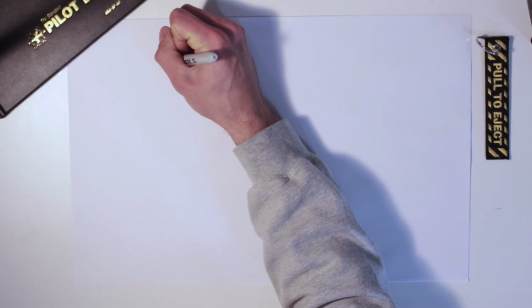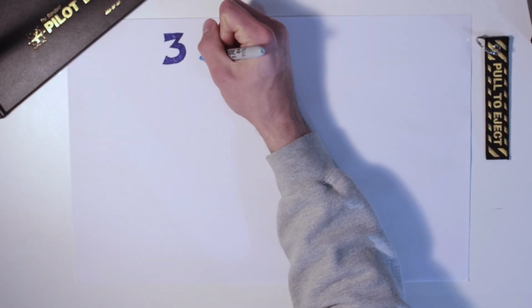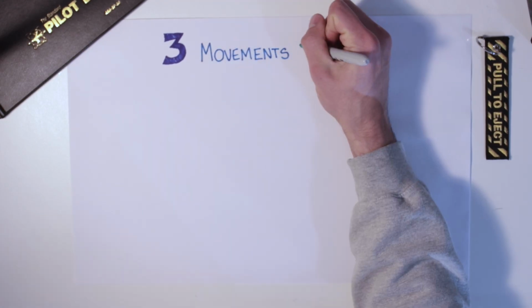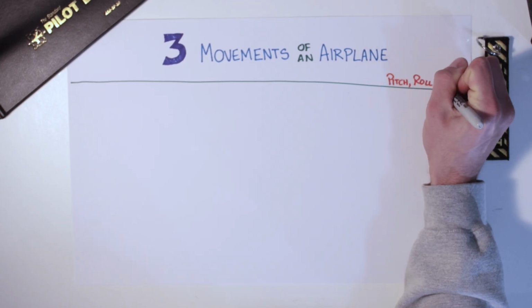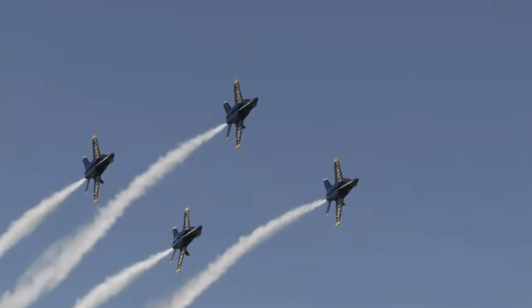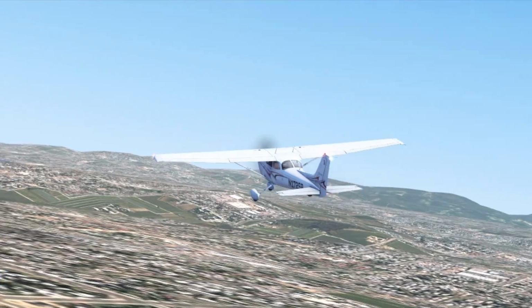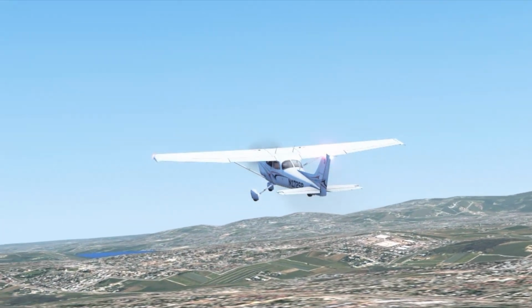The three movements of an airplane. Now, an airplane has many movements, but when you hear someone talk about the three movements of an airplane, they are most likely referring to pitch, roll, and yaw. Every time you see a plane perform a maneuver or just carry out simple turns or climbs, one of these three motions is being practiced.